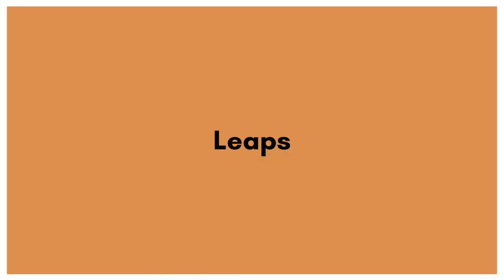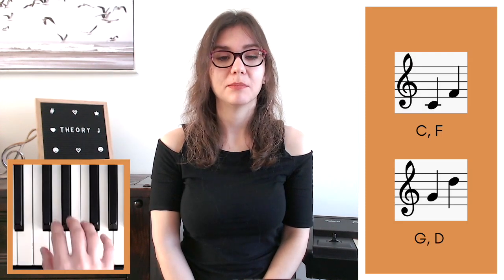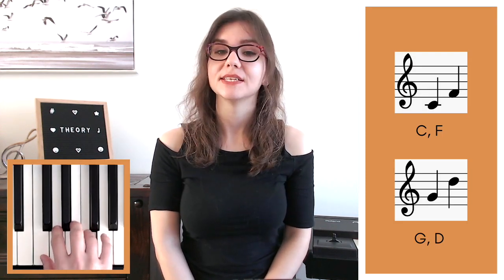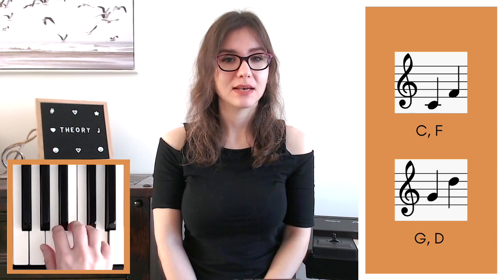Finally, let's talk about leaps. Leaps are when we are skipping over more than one note. So it could be two notes or more. Here's an example of a leap, C to F and G to D. Because leaps don't always skip over a specific number of notes, we cannot make an assumption that leaps are all lines to lines or spaces to spaces. This depends on how many notes they're skipping over.